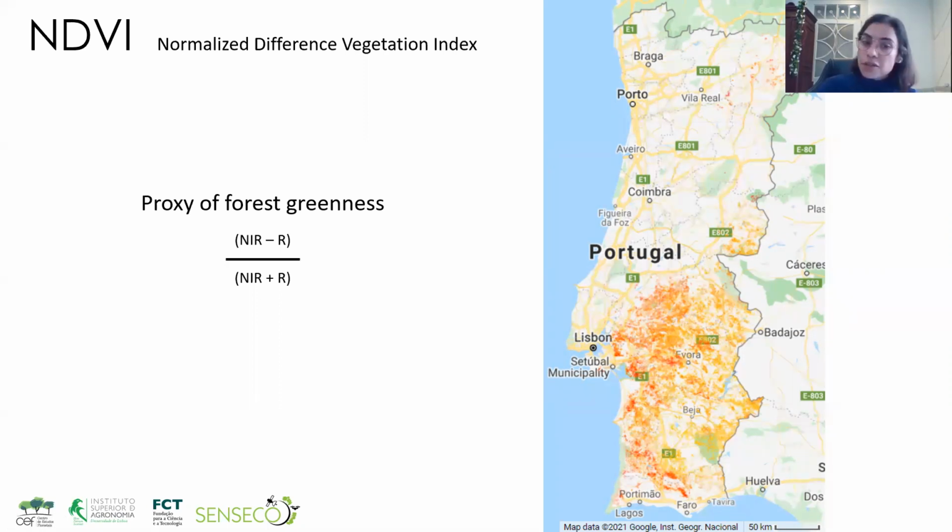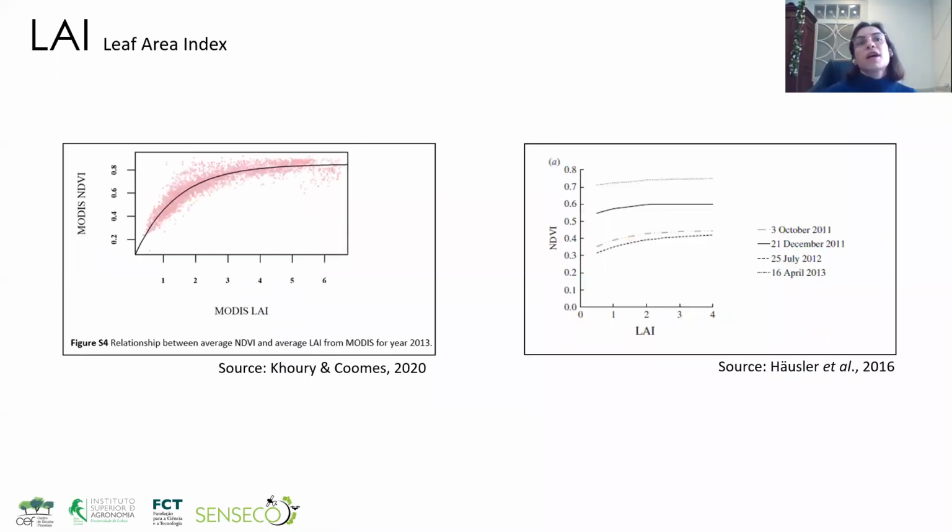And while this measures greenness, we also want to look at the leaf area index, which can give us an indication of the photosynthetic biomass. The graph on the left is from Corey and Coombs, and this shows the relationship between LAI and NDVI, which is a non-linear saturation relationship. This is for forests in Spain, and we can see that NDVI tends to saturate at an LAI, a leaf area index value of about 3.